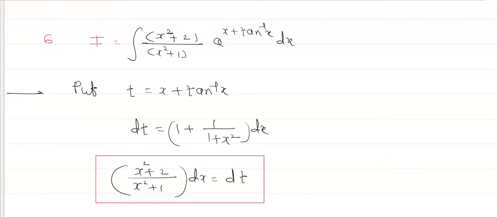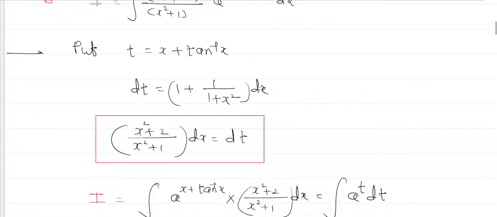And suppose we consider its value as t, then differentiate with respect to x. This is dt. The derivative of x is 1. The derivative of tan inverse of x is 1 upon 1 plus x square, bracket complete, into dx. Now simplify this. What will you get? 1 plus x square into 1, that is x square plus 1 plus 1. That is x square plus 2 upon x square plus 1 into dx is equal to dt. Yes, we get it.